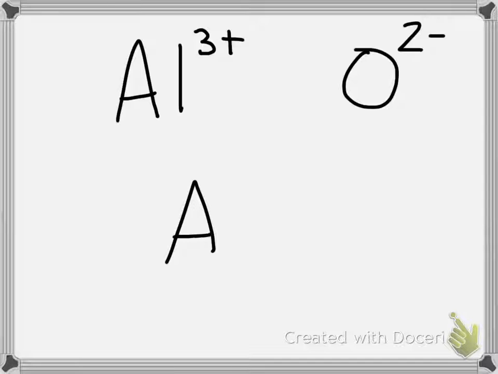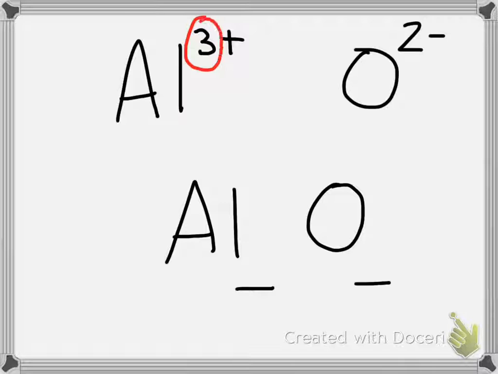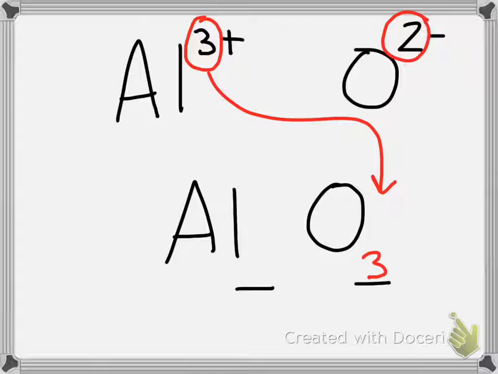So I'm going to do the same thing. I'm going to write this here with a space for the subscript. Write that there with a space for the subscript. The magnitude, the number of the charge on aluminum, I'm going to bring down here. Oh, the number of the charge there, I'm going to set there.